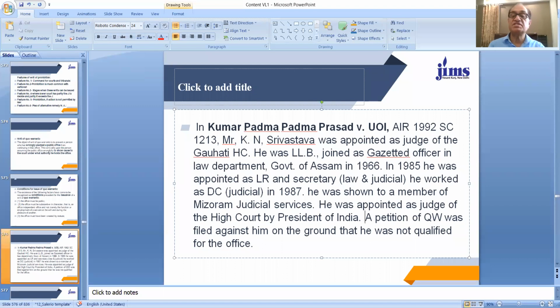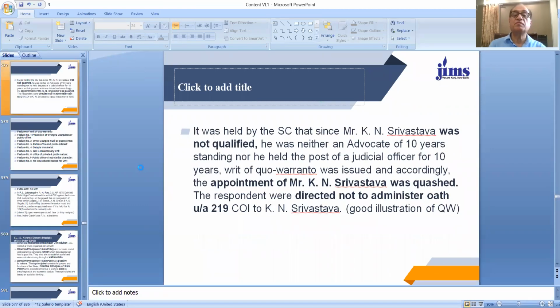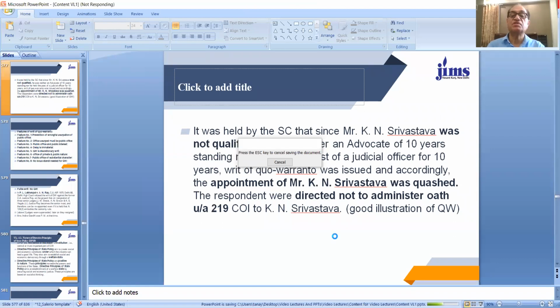So his appointment was challenged in a petition of quo warranto on the ground that he was not qualified to be appointed as Judge of the High Court. It was held by the Supreme Court that Mr. K.N. Srivastava was not qualified. Why? He was neither an advocate of 10 years standing, nor was he a judicial officer of 10 years standing. So he was not qualified to become a High Court judge.